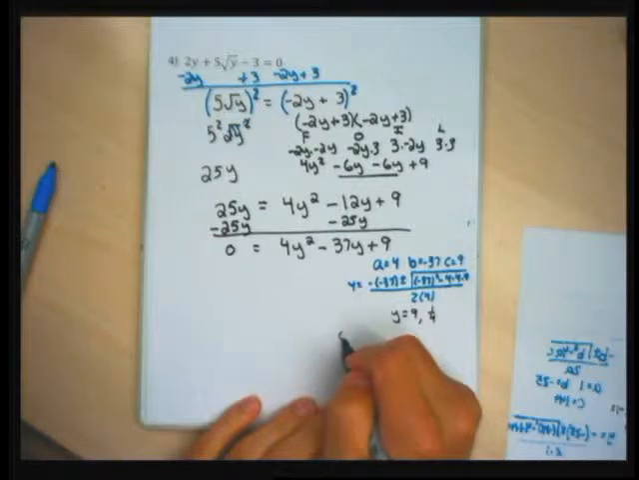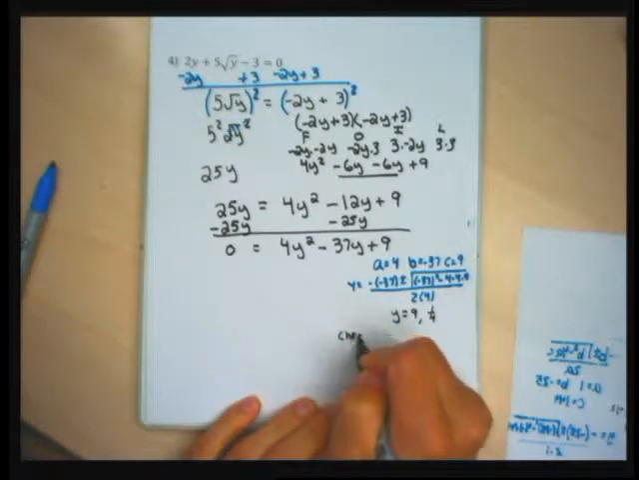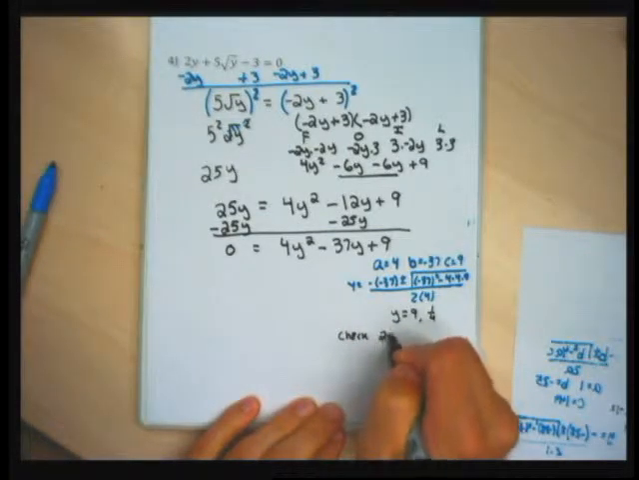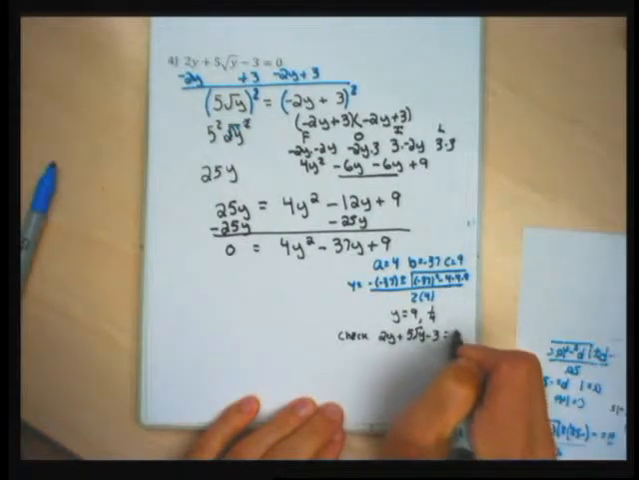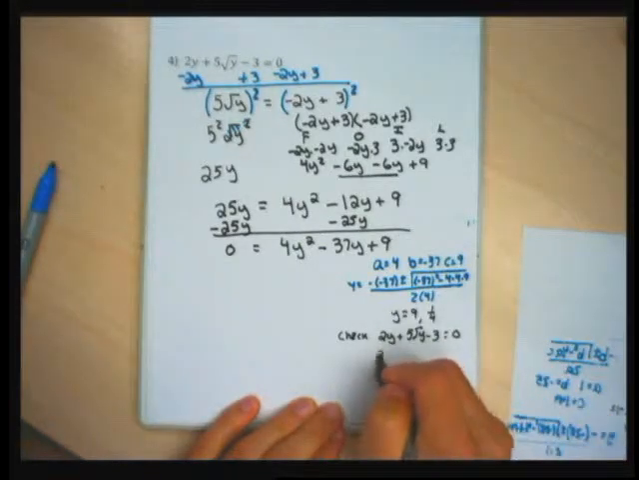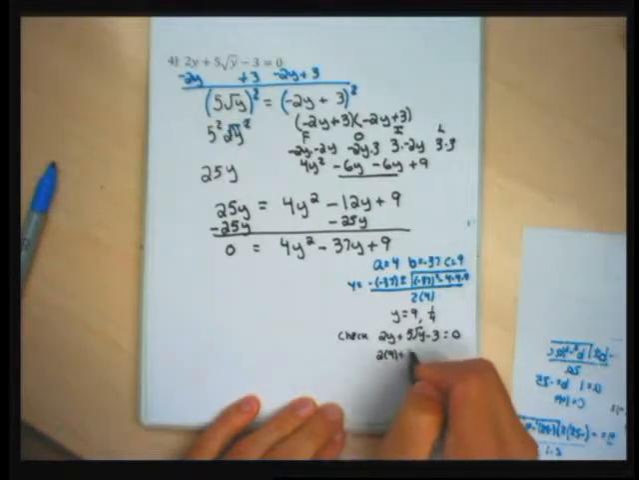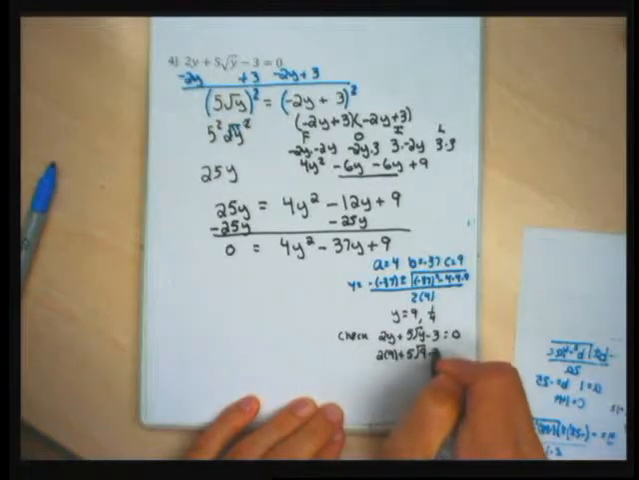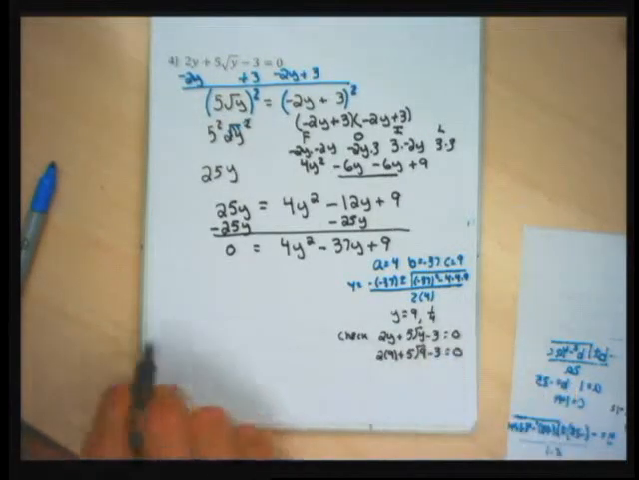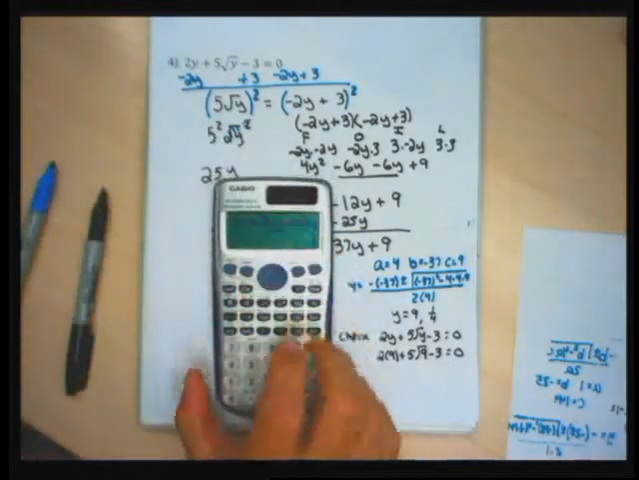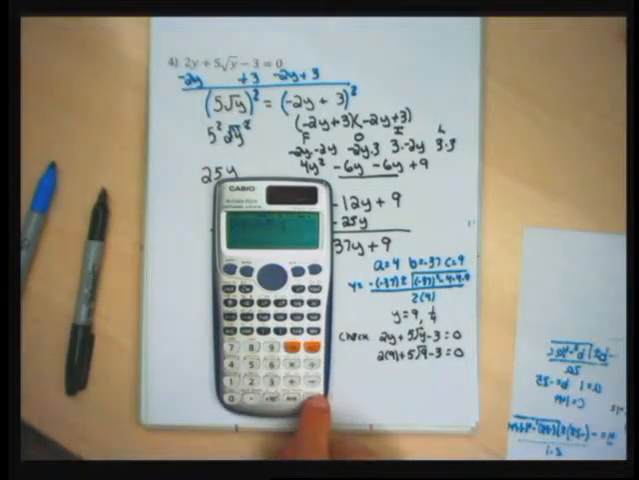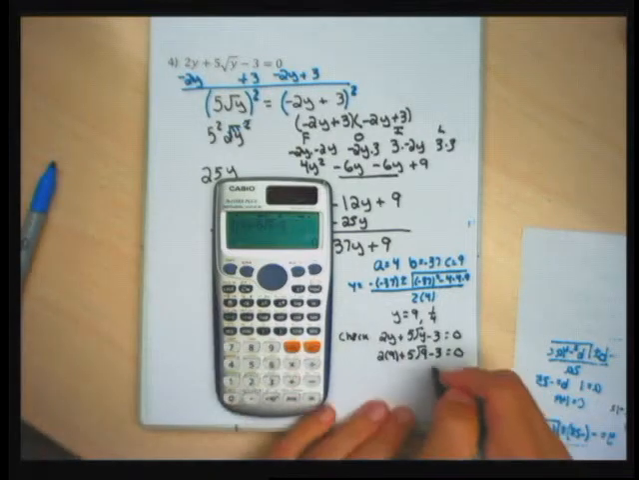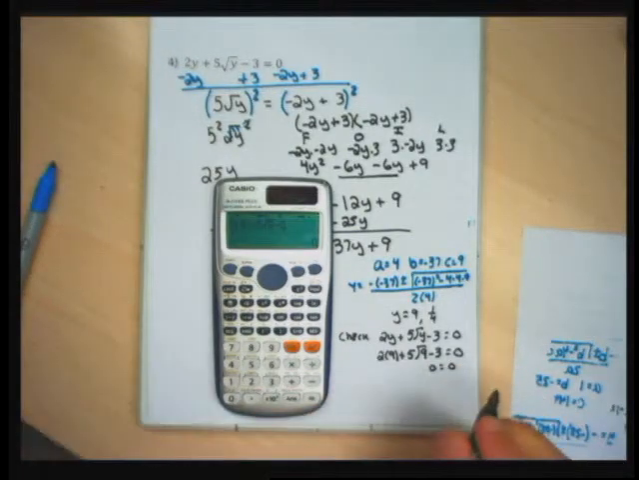So for the checking part, I have to use the problem before I did anything to it. The original problem was 2y plus 5 square root of y minus 3 equals 0. First I'll do the 9. I'm going to go 2 times 9 plus 5 times the square root of 9 minus 3. And when I do that, I better get 0 if 9 is a solution. That's the left side. I get 0, so 9 is definitely a solution. And I'm going to include it in my answer.